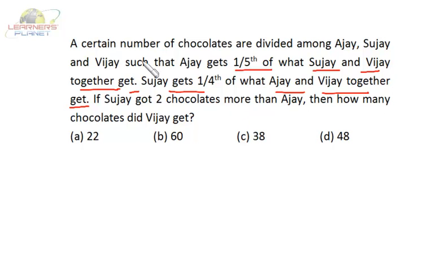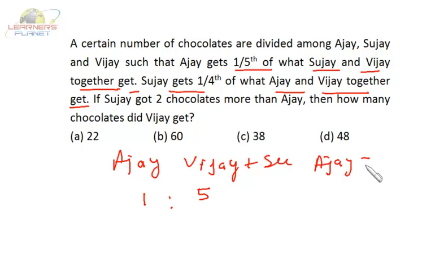Okay, now here Ajay gets 1/5 of Sujay and Vijay. So it's Ajay, and here Vijay plus Sujay. This ratio is 1:5. That means Ajay might have got one part out of total 6. This total is 6 parts. That means Ajay might have got 1/6 of the total. So let's see, Ajay is 1/6 of total.